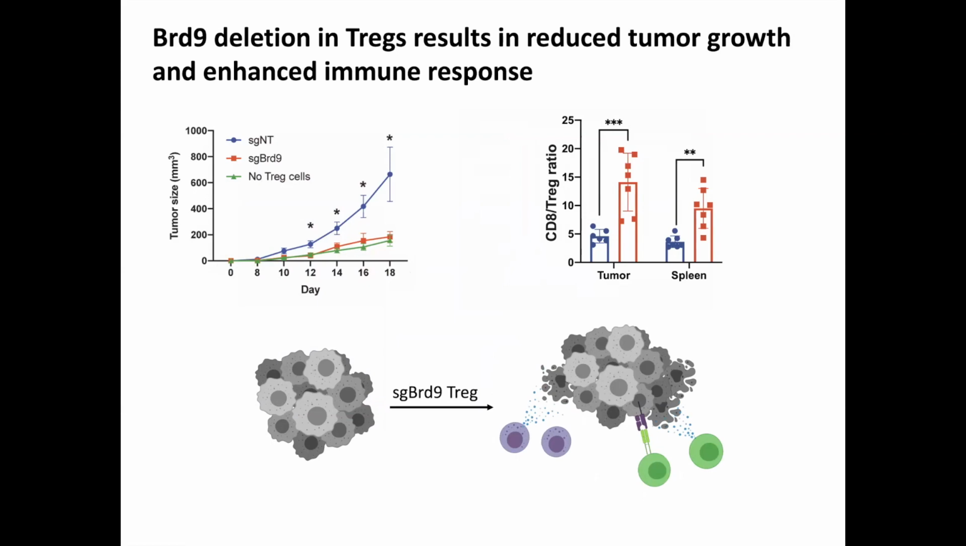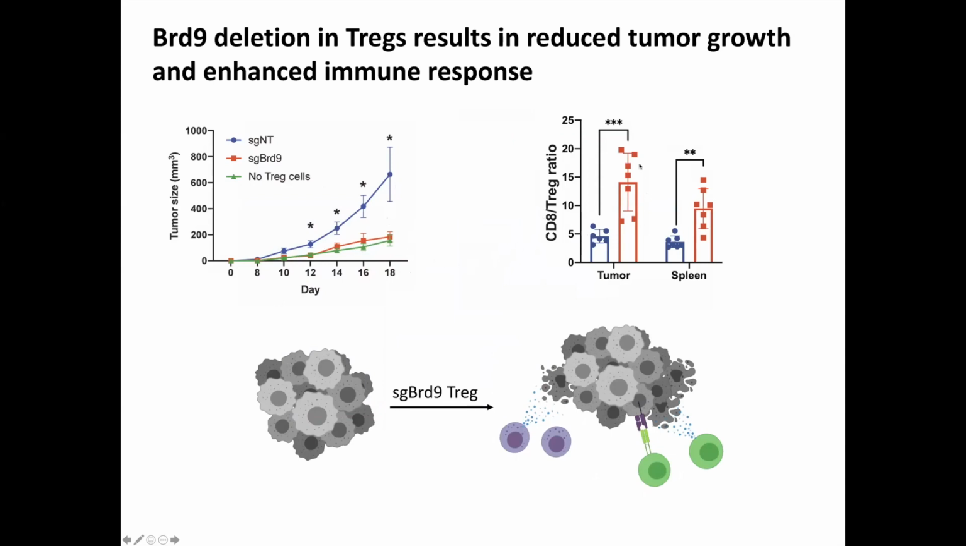in the Treg compartment. And you can see that injection of this cell line results in uncontrolled cancer growth in the context of wild type animals. However, when we deplete BRD9 in Tregs, we find that this reduces the suppressor activity, and this cancer growth is effectively controlled by the action of CD8 T cells.